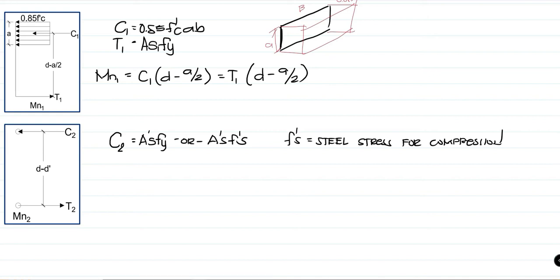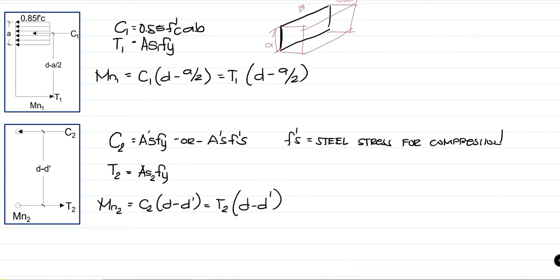Then, the tension for our second diagram will be T2 is equivalent to the value AS2. So, we assume still that the tension still yields although it is doubly reinforced. So, we have AS2 Fy. Now, for the second nominal moment, so that will be equivalent to C2 times D minus D prime coming from the moment arm of the couple force, or it can be T2 times D minus D prime. So, syempre, it's either of the two yung values nung moment for the second diagram.